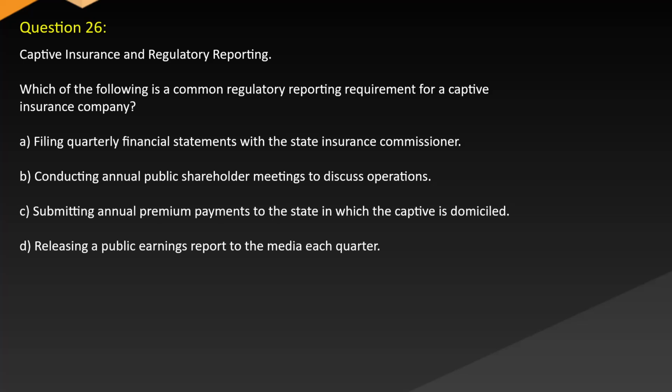Question 26. Captive insurance and regulatory reporting. Which of the following is a common regulatory reporting requirement for a captive insurance company? A. Filing quarterly financial statements with the State Insurance Commissioner. B. Conducting annual public shareholder meetings to discuss operations. C. Submitting annual premium payments to the state in which the captive is domiciled. D. Releasing a public earnings report to the media each quarter.